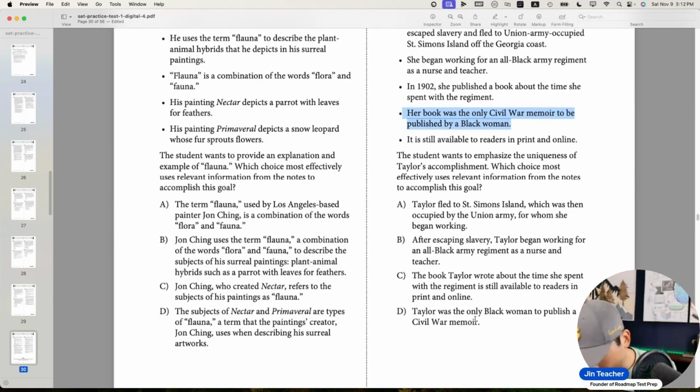But notice too how the answer choice uses the word only, right? The only person to do something. When you say you're the only one, you are emphasizing the uniqueness of something, by saying that there are no others, right? You're the only one. One of one is all. So this is why D here would be the correct answer to this question.